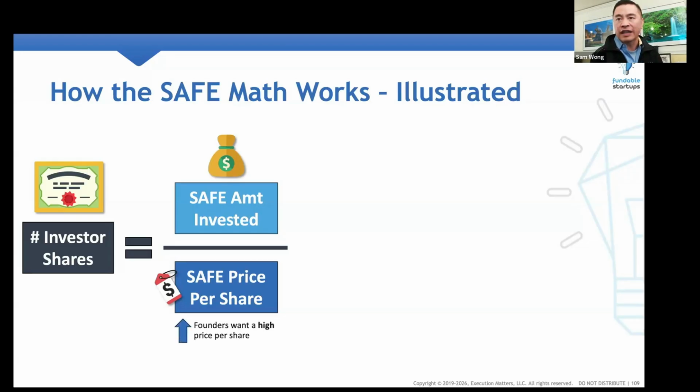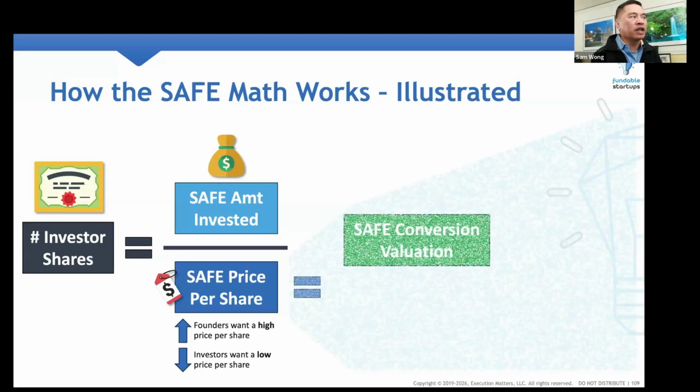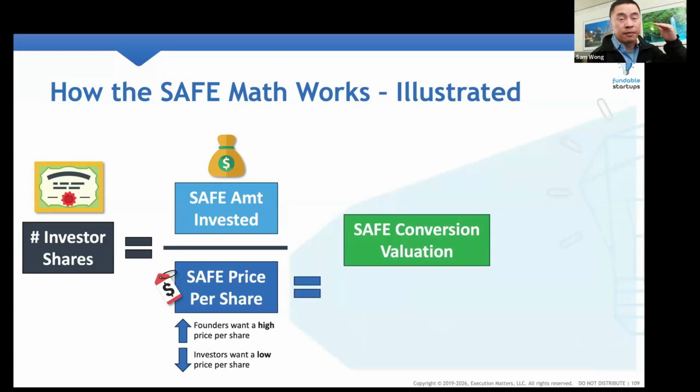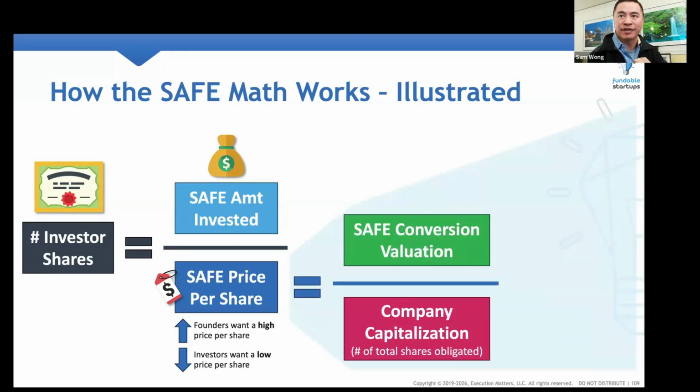Conceptually, founders want that safe price per share to be as high as possible because it results in the investor getting fewer shares, and investors want a low price per share so they can get more shares. All right. Well, what determines the price per share? That is determined by dividing the valuation of the conversion by the company capitalization.